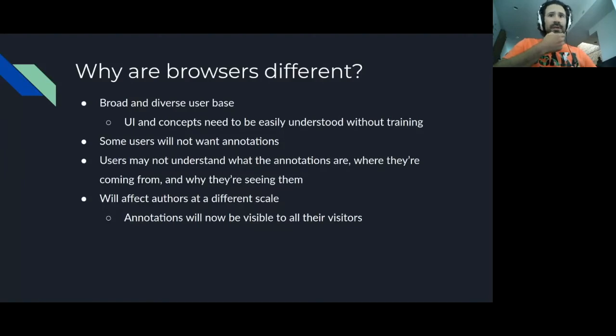And this does affect authors, I think, at a different scale. Even with existing annotation tools, where the user set was fairly limited, some page authors were already fairly upset and don't want their content annotated. There are legitimate reasons here, either for branding reasons or just to avoid abuse. This will definitely become a bigger issue if annotations are now visible to all their users. I think this really boils down to browser users and pages not being primarily annotation focused. It's a challenge for us to figure out exactly how to mediate the different needs in the absence of a good interest signal.